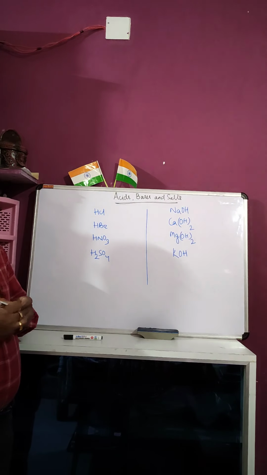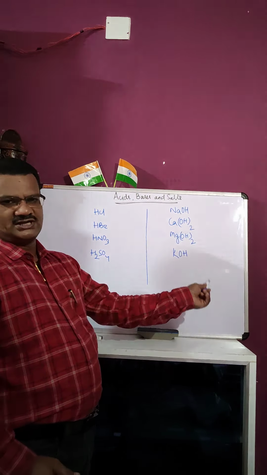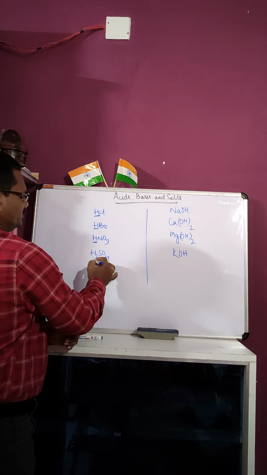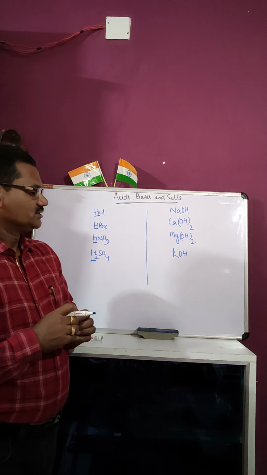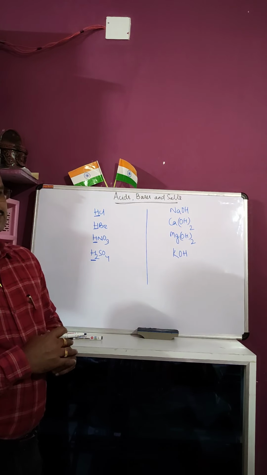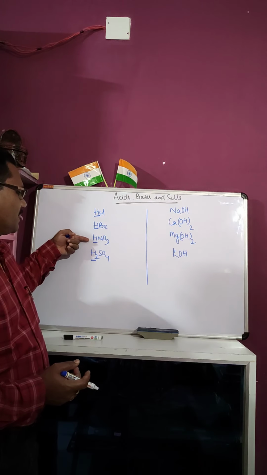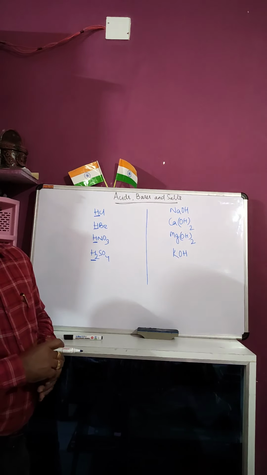Now, these are a group of substances. What is common between these four? I hope you will be clear. There is hydrogen, here also hydrogen, here also hydrogen, here also hydrogen. This group of compounds are called acids. This is hydrochloric acid, this is hydrobromic acid, nitric acid, sulfuric acid.